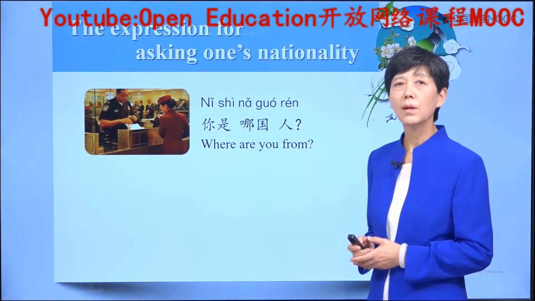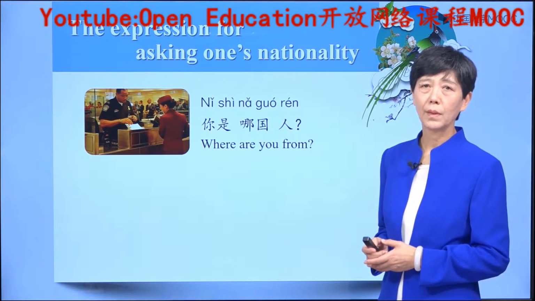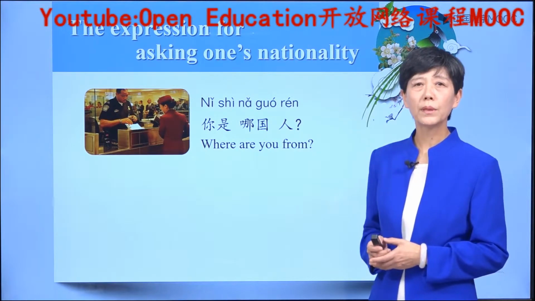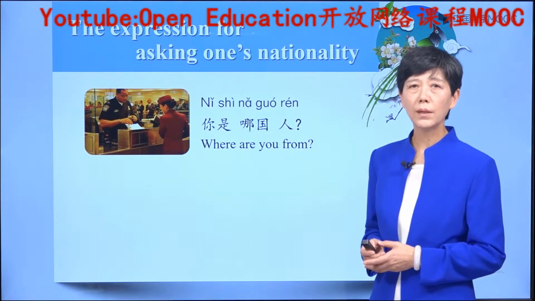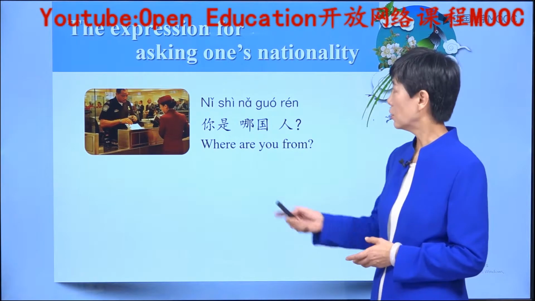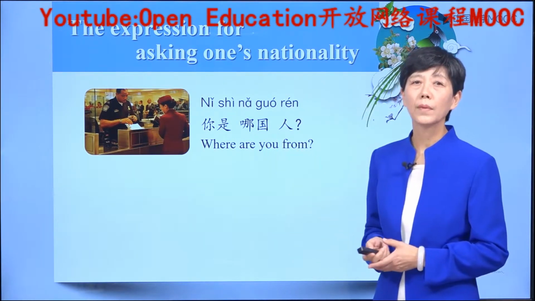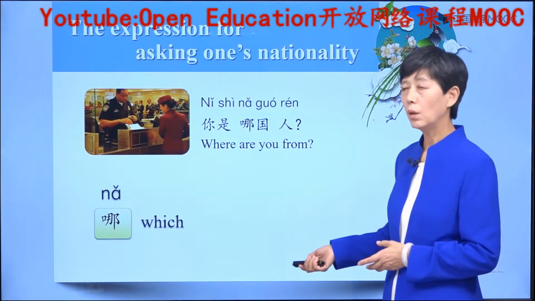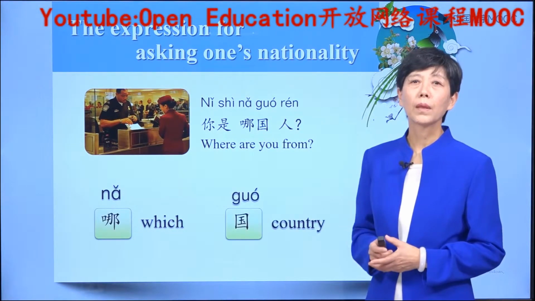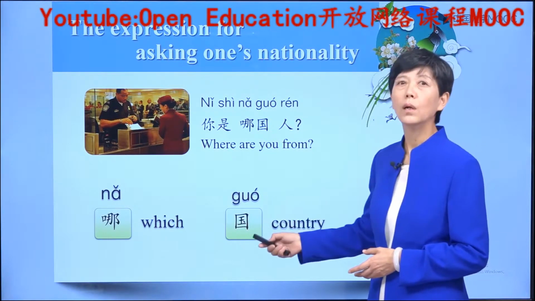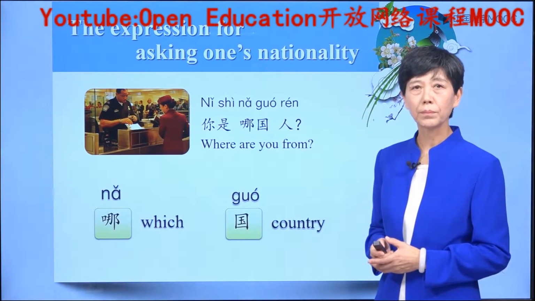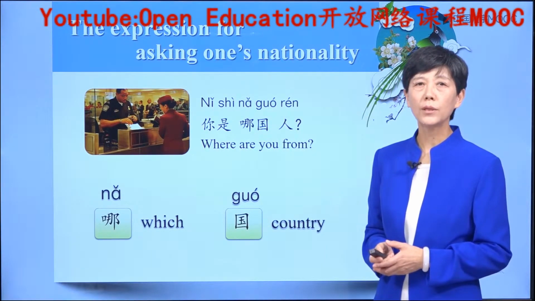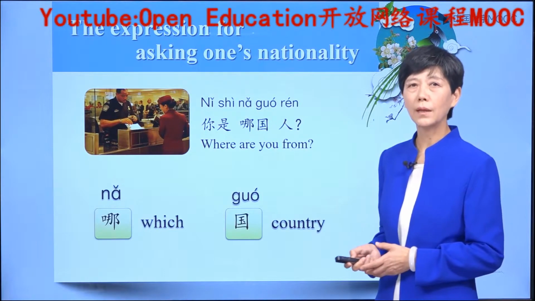什么名字 means what name? So, if you need to know which country, how can we raise the question? In this case, we will say 你是哪国人? Here, 哪 means which. 国 means country. Together, 哪国 means which country. 你是哪国人 is the question to ask one's nationality.